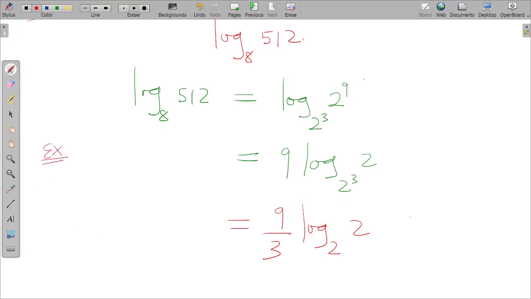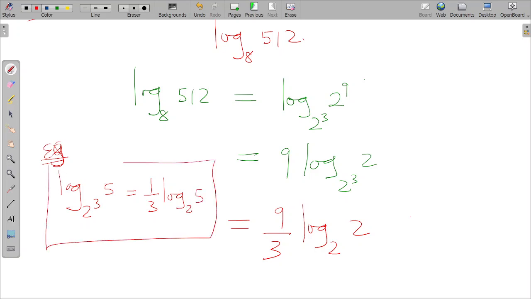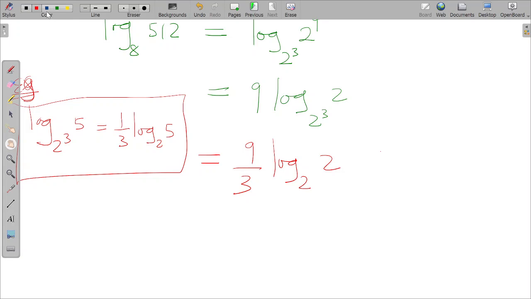Okay, let me quickly say, for example, if I say log of 5 to base 2 raised to power 3, this is the same thing as 1 over 3 log of 5 to base 2. It's the same thing as that. So we see the power of the base has come to become a denominator at the back of the log. Okay, that is the rule to use whenever we have the power in the base. Okay, so with this now, we have our 9 over 3 because log of 2 to base 2 is 1, which gives us 3. Okay, please ensure that you understand.